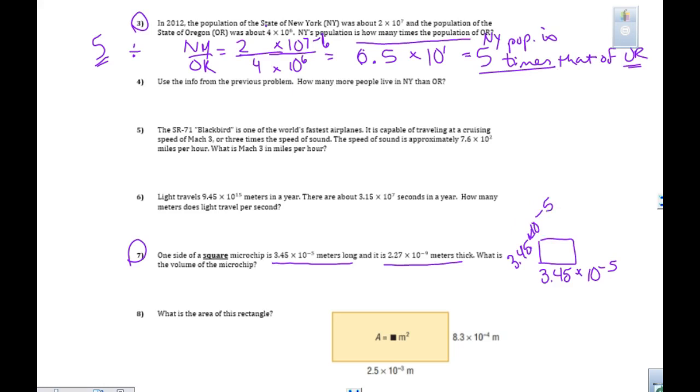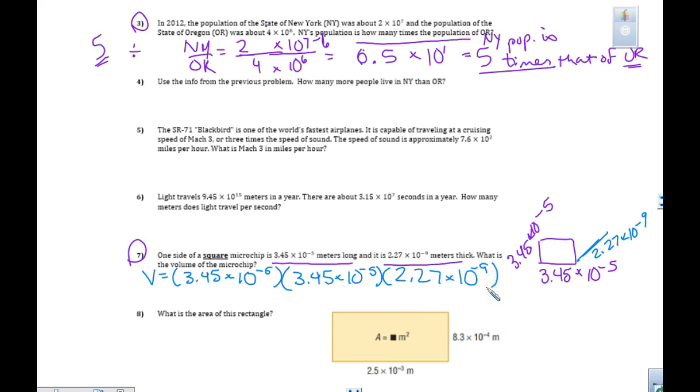And then how far does this one go back? This one goes back 2.27 times 10 to the negative 9. Again, really small number. If I am finding the volume, the most common mistake is people thought they were only multiplying these two numbers. You need to take the square, 3.45 times 10 to the negative 5 times 3.45 times 10 to the negative 5 times 2.27 times 10 to the negative 9. So on your calculator, if you don't have a calculator, please get one out. We're going to take these three numbers times each other, okay?